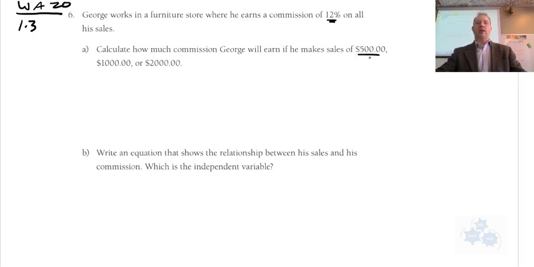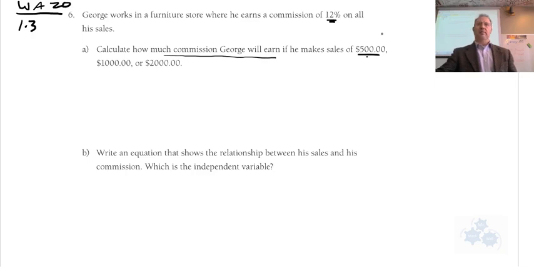So obviously, if we're talking about selling furniture, the furniture itself must have cost the company a lot less than $500. And that makes sense, right? Usually companies either build or buy something and then sell it for more to make money. That's what businesses do. And so part of that profit for the company would be given to the salesperson. So in this case, George is making 12% on all his sales. So the question is, how do you find out how much commission George will earn on $500, $1,000, and $2,000?